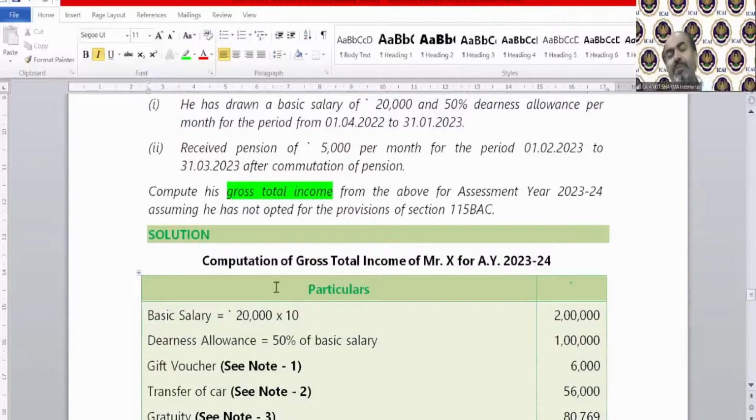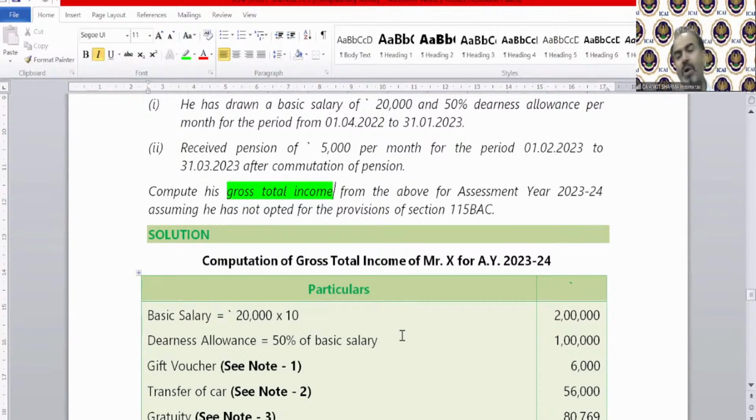First of all, as per the ideal format, I suggest you should find out the basic salary, dearness allowance, allowances portion. Then we'll move on to gratuity and the other provisions one by one. Basic salary is 20,000 per month, and because he retired on 1st of January, the basic salary of 10 months will be taken from April to December. That will be 2 lakh rupees. Then dearness allowance, 50% of basic salary, that will be 1 lakh.